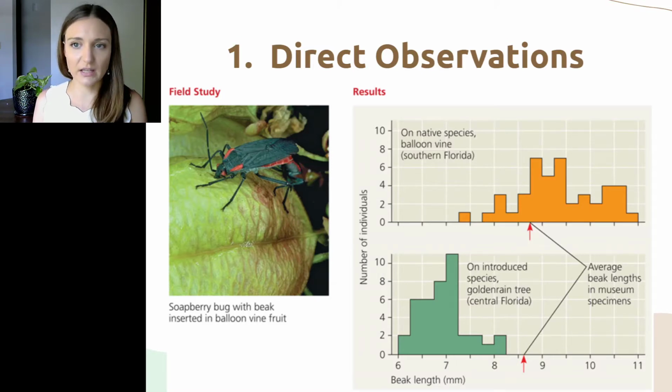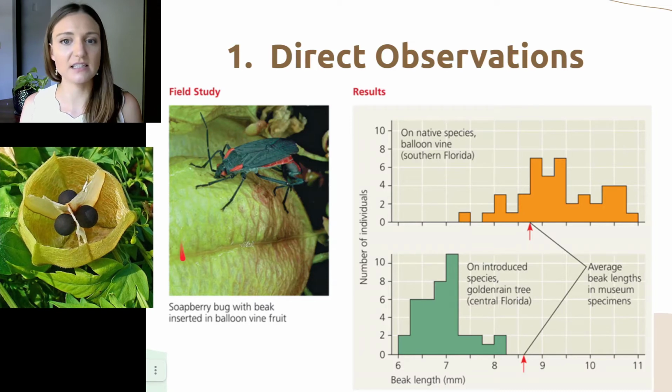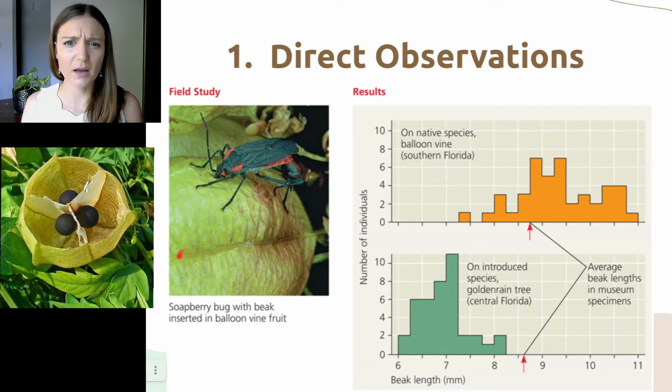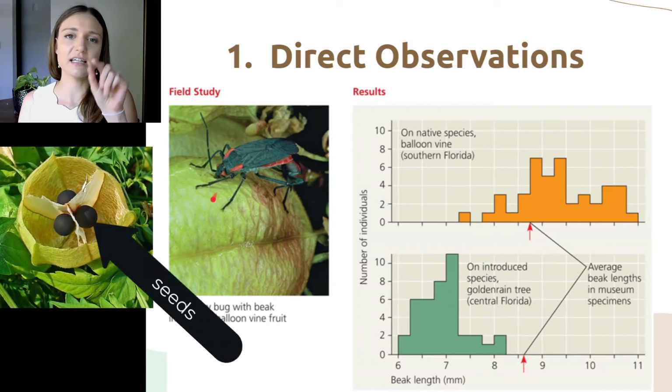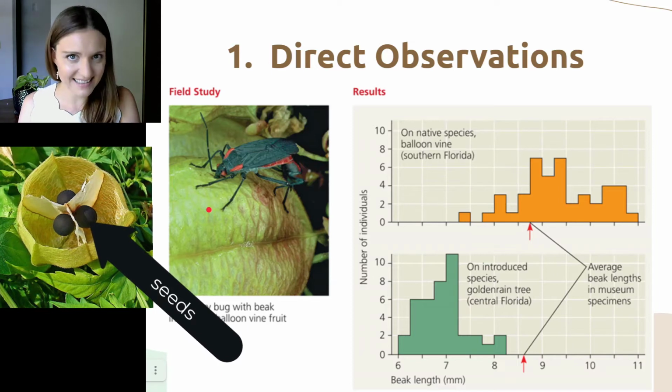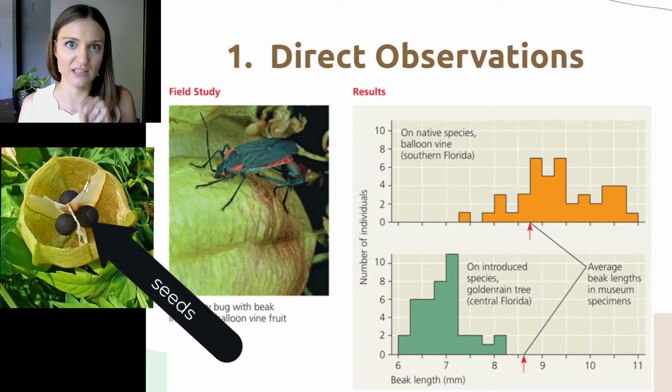So what we're looking at here is this little bug right here. It's called the soapberry bug, and it feeds on the seeds of fruit. Okay, this is a balloon vine fruit right here. So what it does, it takes its little beak, sticks it into the fruit, and it finds the seed that's embedded in the fruit, and it basically eats the seed through its little beak.